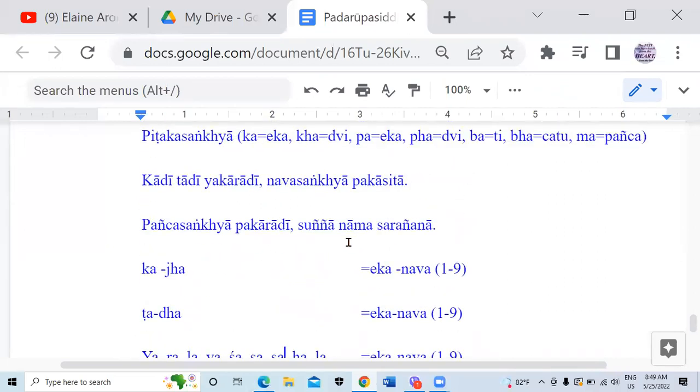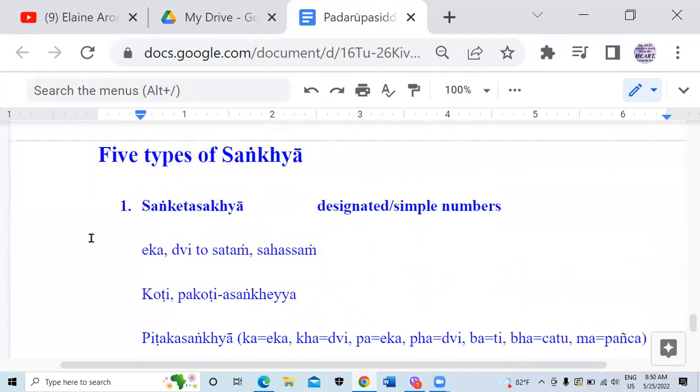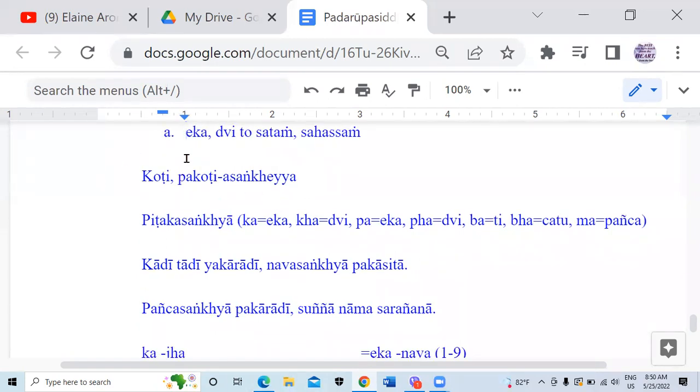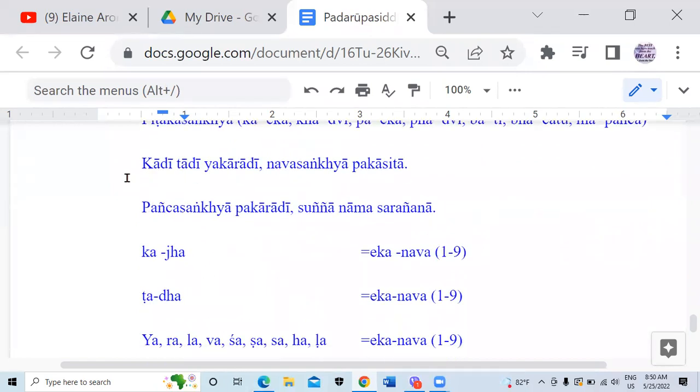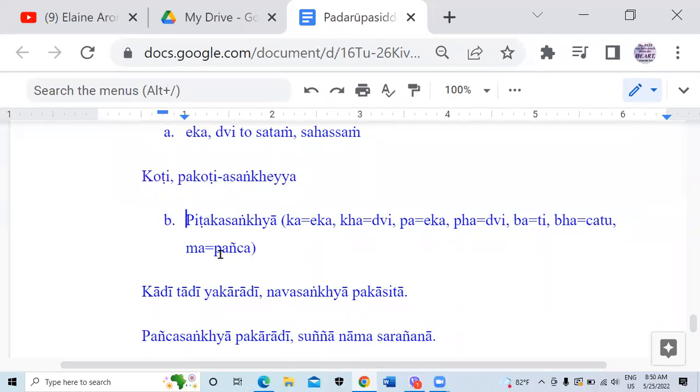So under Saṅkhyātaddhita Sankhya, we can classify again, I think, into three. For example, this is the number one group. These are real numbers. I should say A. These are real numbers. And the Pitaka Sankhya is one type of group A, B. Okay. One type of Pitaka Sankhya.